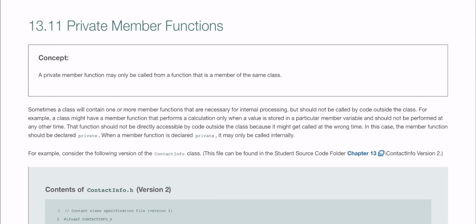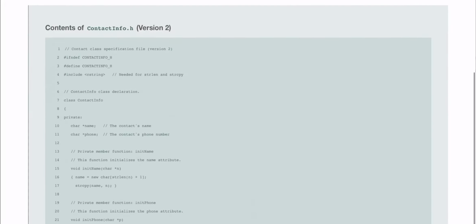So a private member function cannot be called by code from outside the class. So as we have our class, the header file, and we have the .cpp for our class, it cannot be called from outside of that. So that means we would need to be able to call it from, for example, and here in the example we have on 776, the private functions are being called at the time that the constructor is being called.